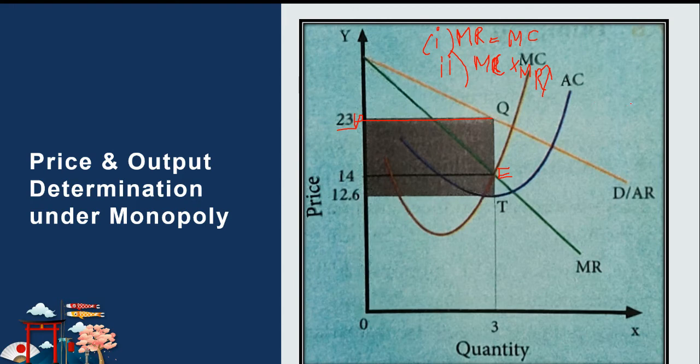So you know one thing: AR is equal to 23. How much is your AR? Your AR is 23. How much is your price? Your price is also 23. Okay, so you know the price, you know the AR. How much is the quantity? Quantity is 3. So you know the average revenue.